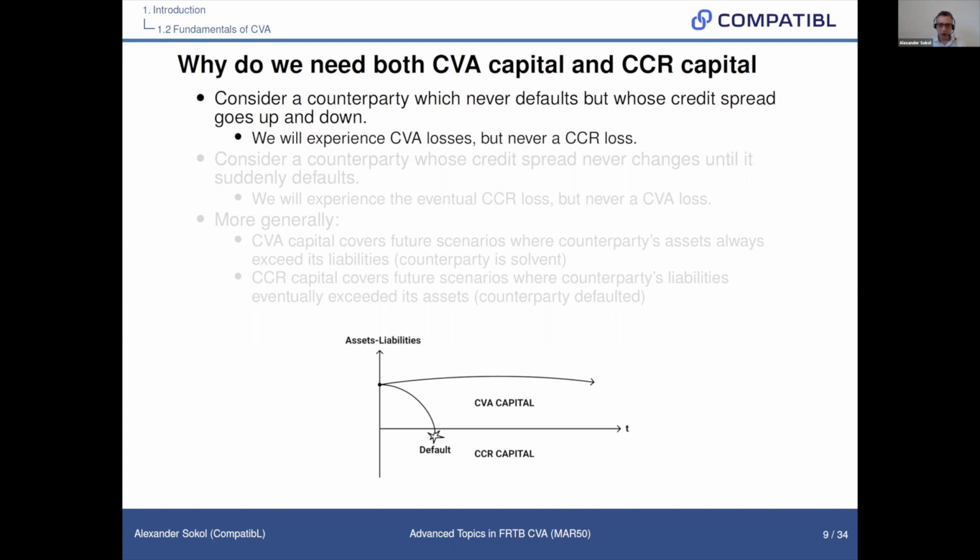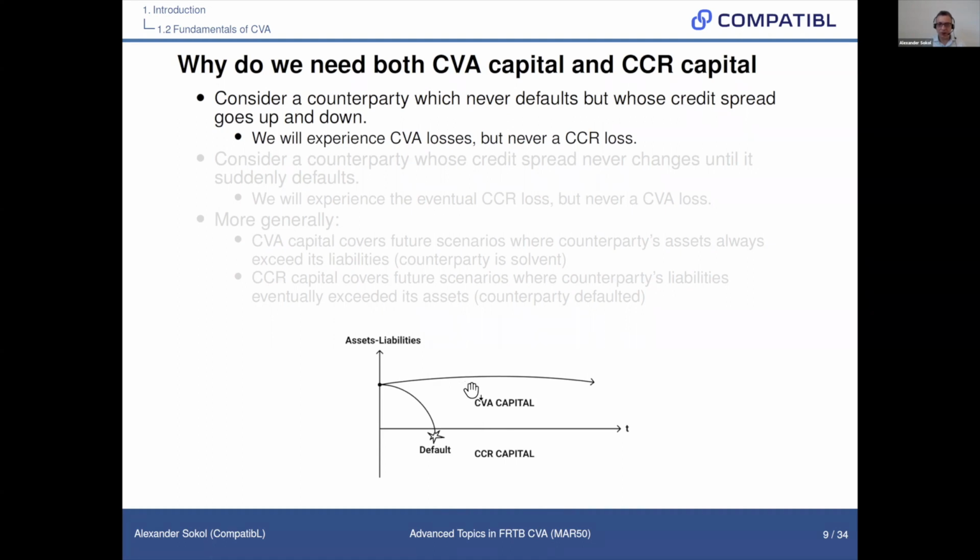You can think of it this way. Suppose that there is a counterparty that never defaults, but whose credit spread goes up and down. So we will experience CVA losses, but never a counterparty credit risk loss. This is shown in the chart at the bottom, where you have assets minus liabilities. When liabilities exceed assets, then there's default. The top line shows what happens if assets and liabilities follow this path. In this case, assets minus liabilities goes up and down.